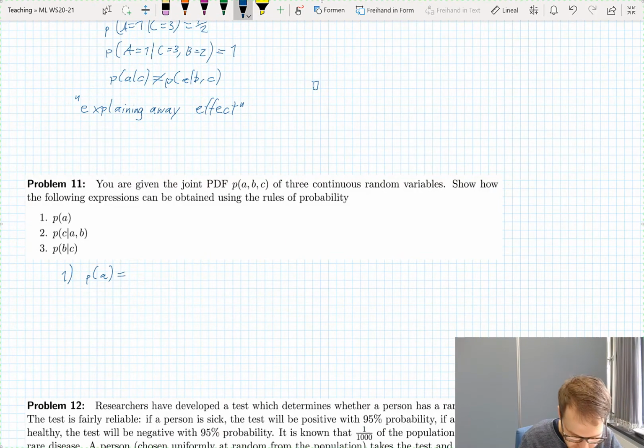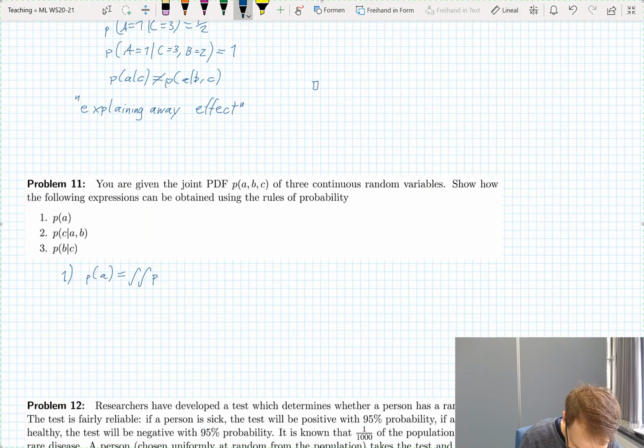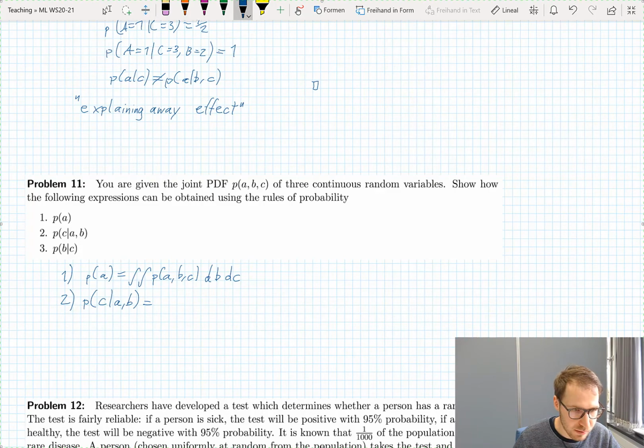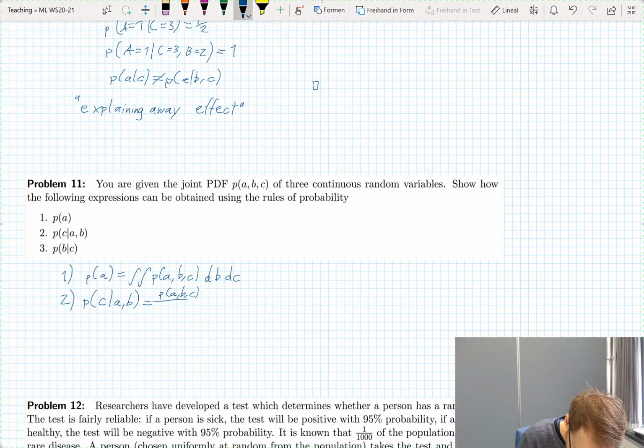So first off, P of A, we get this by marginalizing out B and C. So basically P of A, B and C, and we just integrate over B and C. That's called marginalizing out. 2. P of C given A and B, we get this as earlier, by using the product rule. So that's P of A, B, C divided by P of A and B.